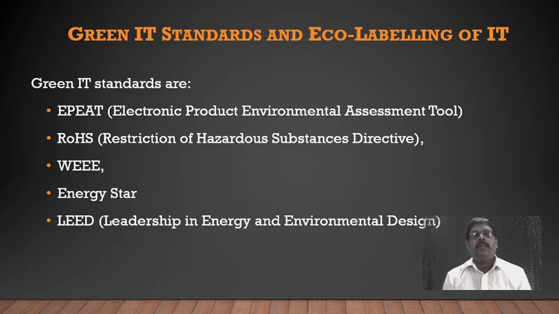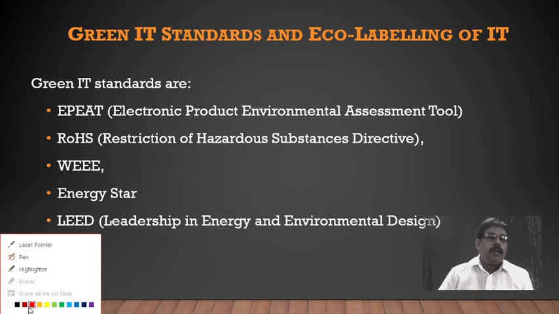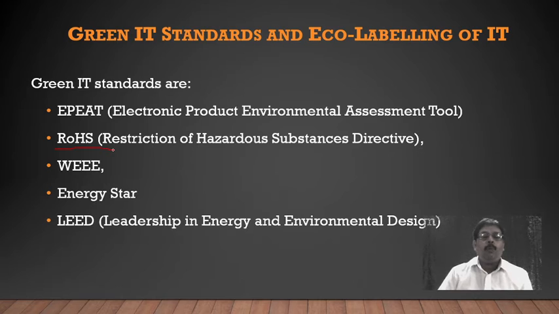EPEAT is the Electronic Product Environmental Assessment Tool. RoHS, you must have noticed this on many electronic gadgets. If you go back home, just see the manual you get with mobiles and all. You will find this RoHS on most equipment. Which country is using which standards, we will discuss in detail in a separate chapter. That is the Restriction of Hazardous Substances directive. What that is, we will discuss in the next classes. Its full form also we will discuss in the future.